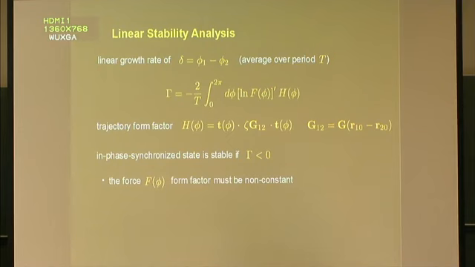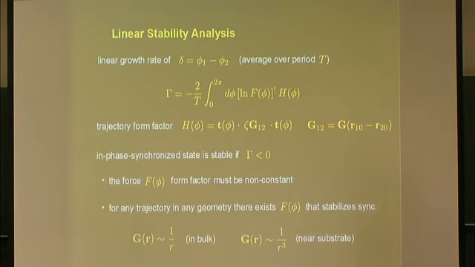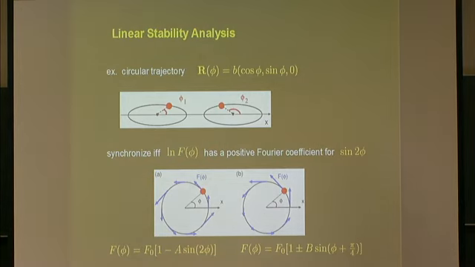Next, for any trajectory in any geometry, we can design a force profile F that stabilizes the synchronized state. Geometry means the boundary condition. In bulk, we have the Oseen tensor. In a half-space, we have the Blake tensor, as I showed before. So it's a very general condition.